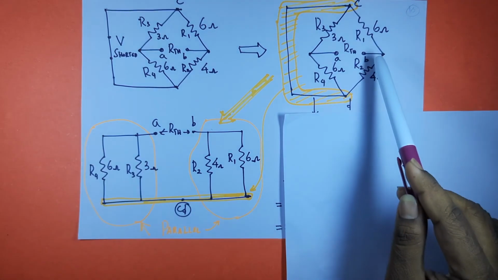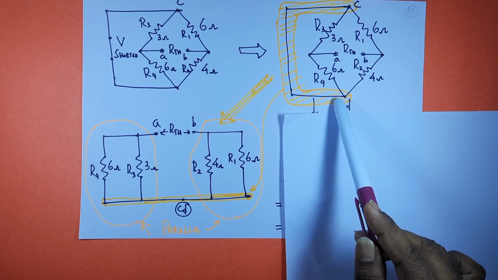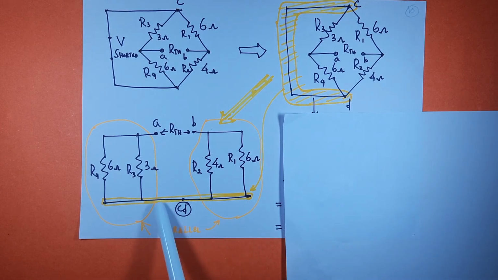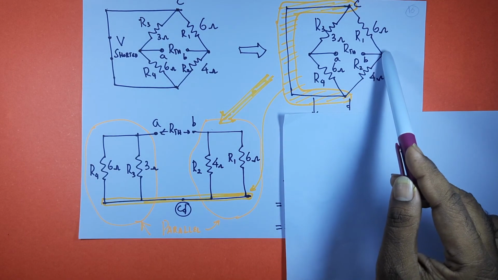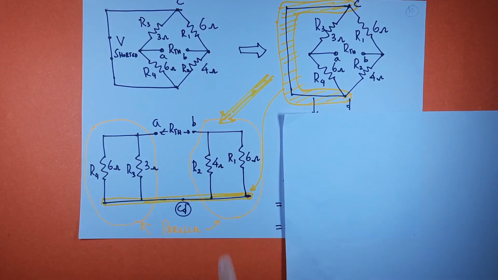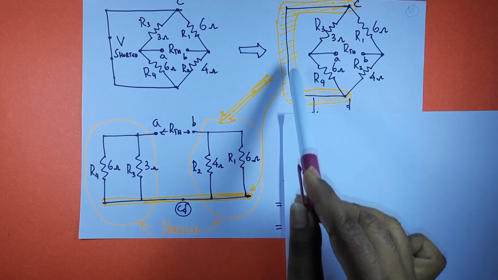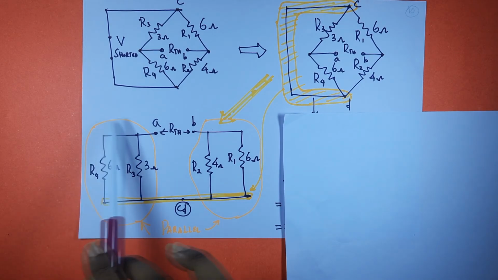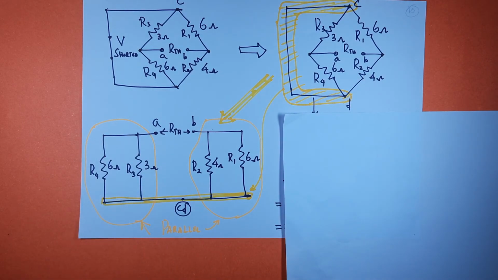Likewise, from point B, R2 is connected to point CD. Again from point B, R1 is connected to this common point. So this is the same circuit, and this entire thing is CD. We have redrawn it. Now it is very clear that R4 and R3 are in parallel, and R2 and R1 are connected in parallel.